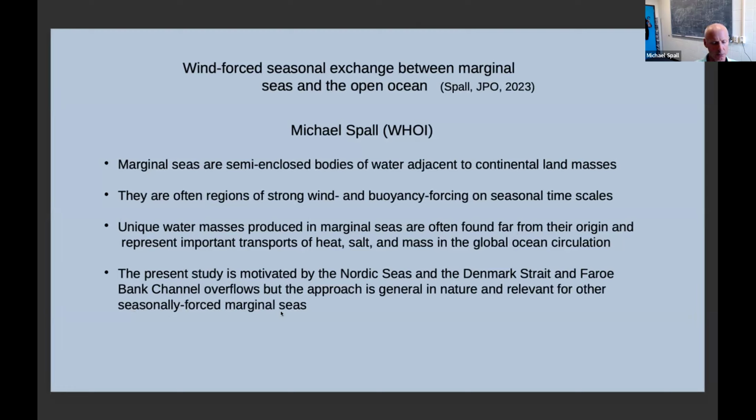Marginal seas are important because water masses produced in those marginal seas are often found quite far from the source, and they transport heat and salt and mass long distances from where they're formed, even though their spatial area is relatively small. So this project was motivated by the Nordic seas and the overflows at Denmark Strait and Faroe Bank Channel. But my approach, as you'll see, is very general, so I think it will remain relevant for other marginal seas as well. Next slide, please.